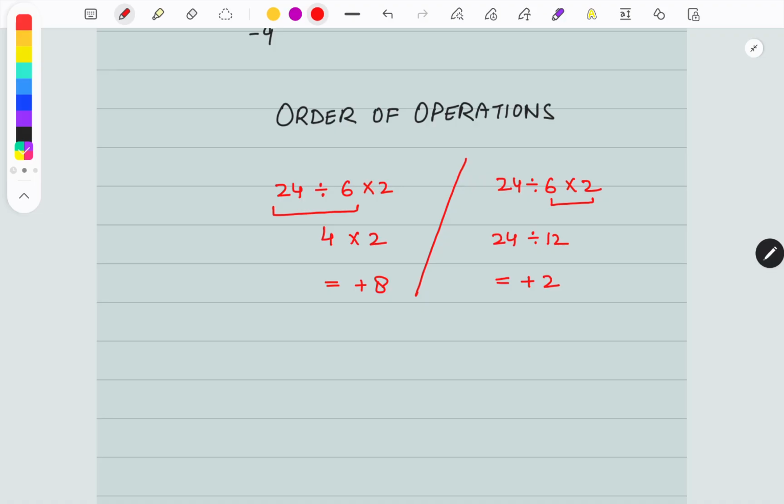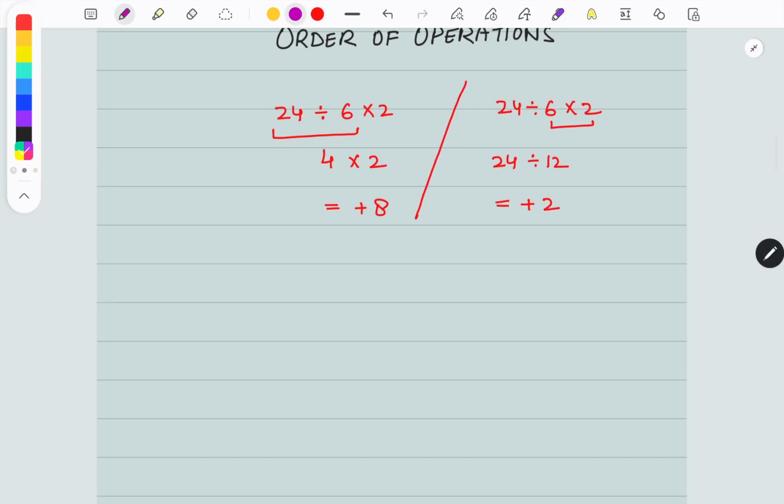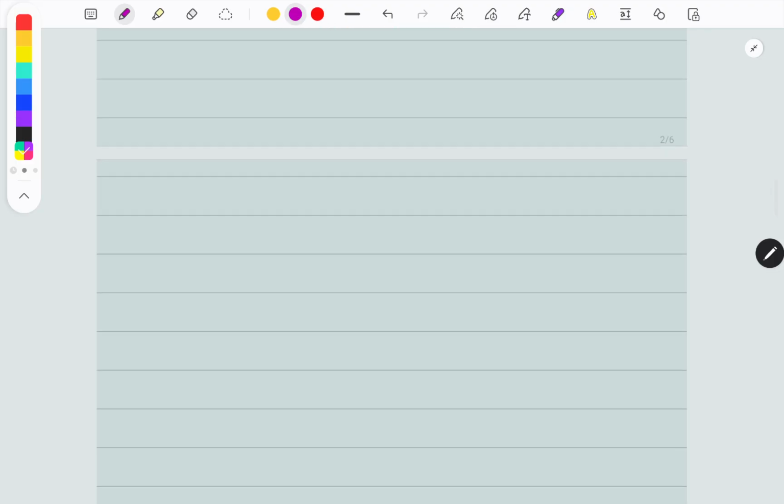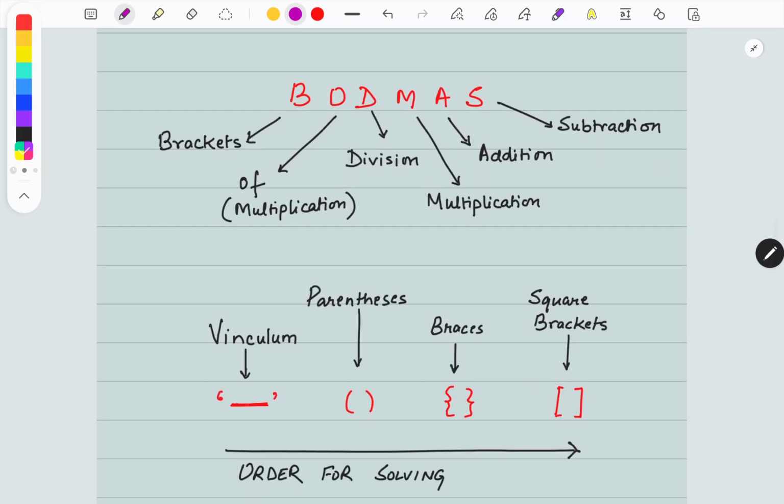To understand this, there is a set rule in mathematics that is called BODMAS rule. This BODMAS rule tells us in which order we should solve these operators in order to solve it correctly. Now here B stands for bracket, O for off, D for division, M for multiplication, A for addition and S for subtraction. So let's learn more about this BODMAS rule.